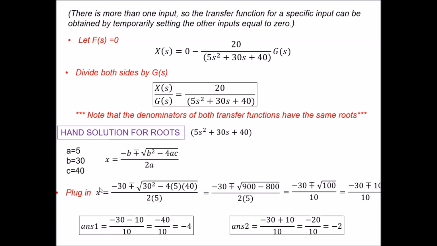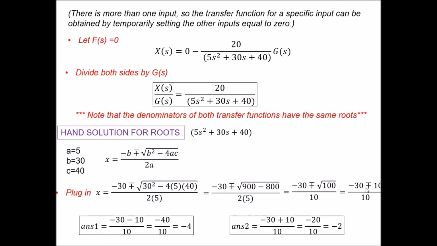Again, I put my little note to the side of what I'm doing here. I'm going to plug into this equation my a, b, and c for my specific equation from that denominator. So x is equal to negative 30 plus or minus the square root of 30 squared minus 4 times 5 times 40, all over 2 times 5. Plug those values in, simplify it down. Negative 30 plus or minus the square root of 900 minus 800, all divided by 2 times 5, or reduced down a little bit more, negative 30 plus or minus the square root of 100 over 10. Well, the square root of 100 is 10, so we have negative 30 plus or minus 10 over 10.